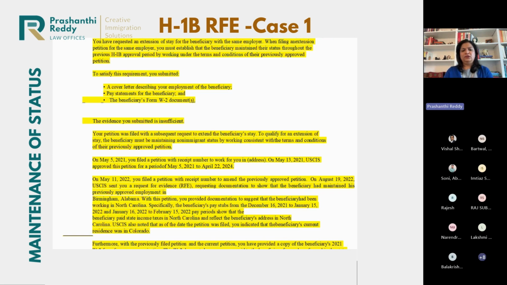And then the third issue is when they filed this present case, what had happened is the person started working in Colorado, but they filed the petition after he moved to Colorado. They should have filed the petition before. So they brought that up also as an issue. So let's go through the RFE.